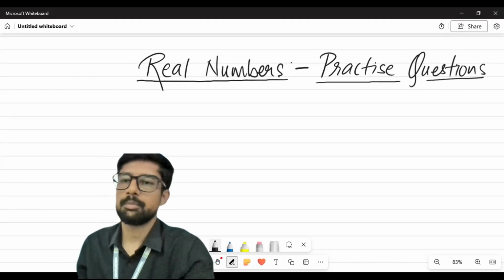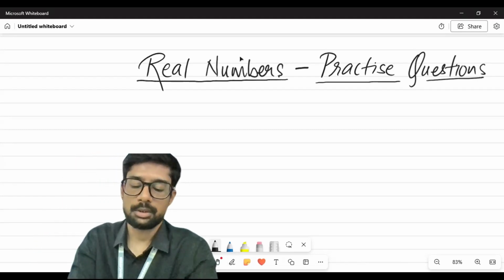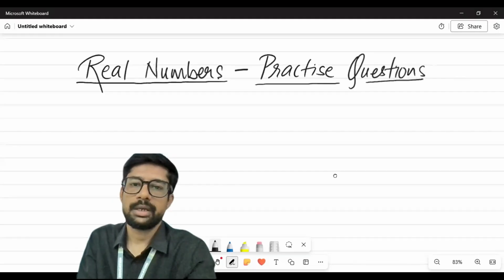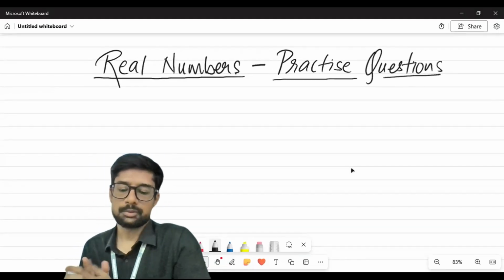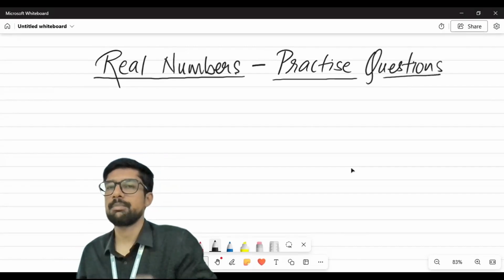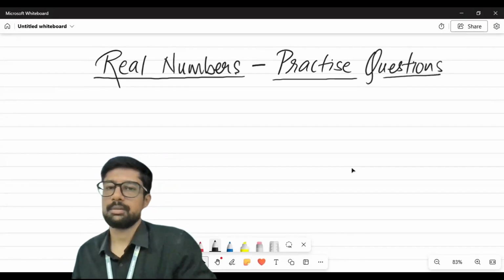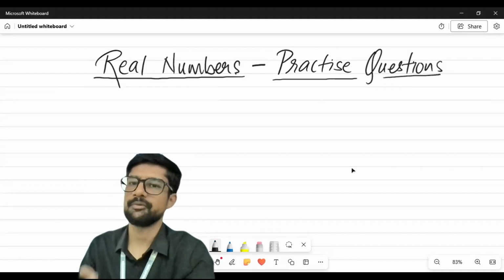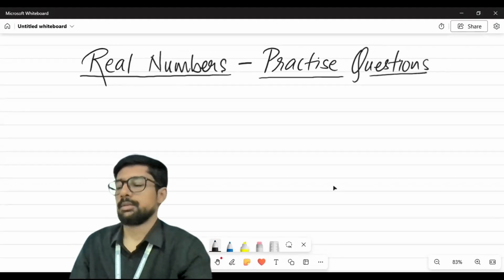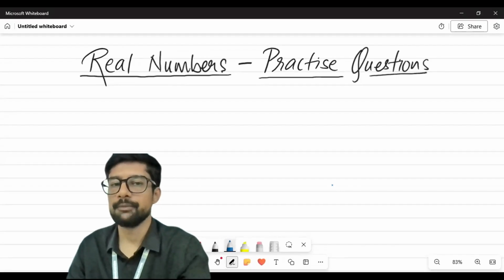We'll be dealing with real numbers practice questions, which will comprise the exemplar questions, NCERT exemplar and PYQs. So let's cover up the chapter, pack it up, and prepare ourselves for those 6 marks that we are going to score in the final boards, right? Let's cover that range. Let's have a quick review.